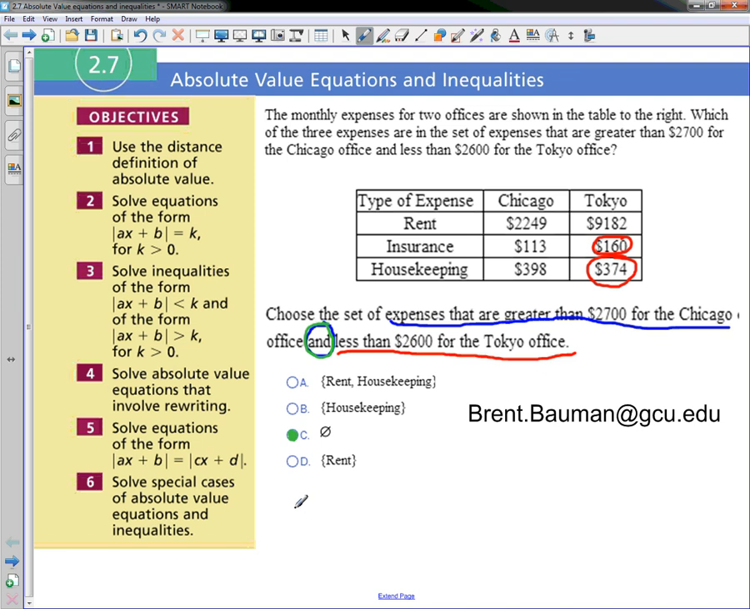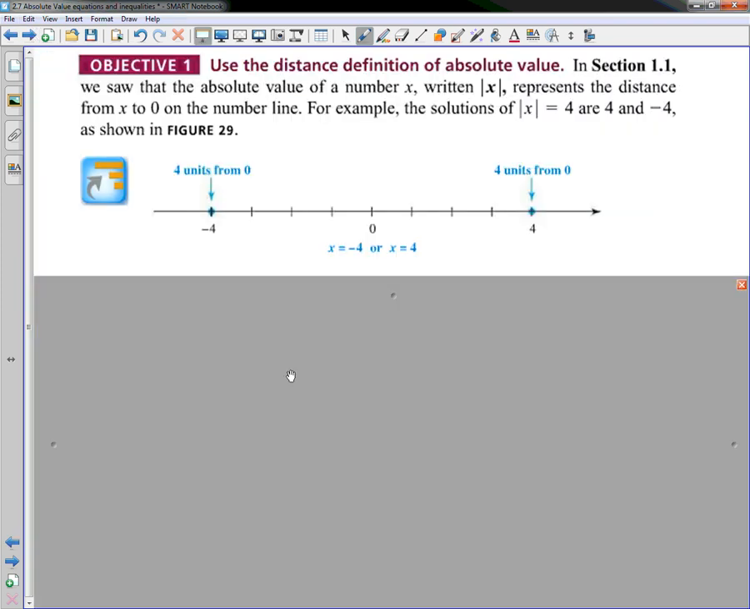So let's move on with 2.7 and look at some absolute value. What we're going to work with is solving absolute value equations and absolute value inequalities. The first one we're going to look at is equations. Now remember, when we're talking about the absolute value of a number, we're talking about its distance from 0. So if you look at this first example, and remember, you can pause me so you can write down definitions, stuff like that.